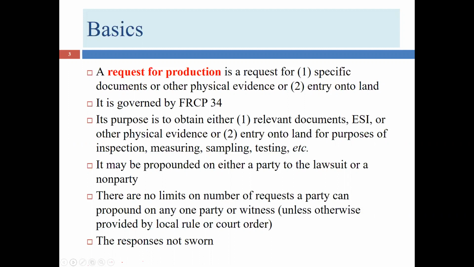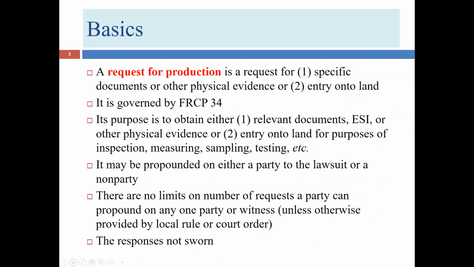I'll be honest, the more common topic is going to be data or documents. That's where we're seeing most of the activity. And we're going to be talking about Federal Rule of Civil Procedure 34. So we'll be referencing that in several points during this presentation.